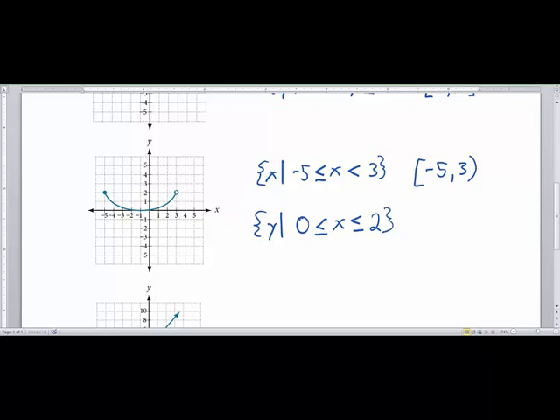You might be confused thinking like, well, doesn't this open circle mean we can't get to it? But since we can get to it over here, we fill it in. So that's 0 to 2, hard bracket.